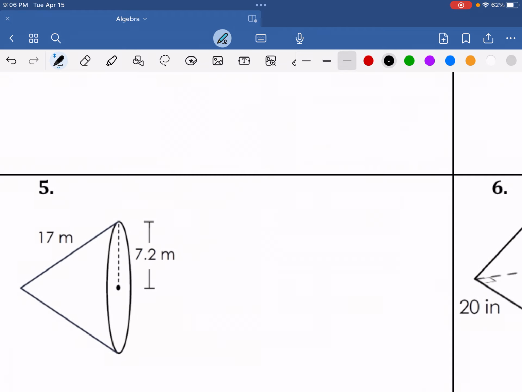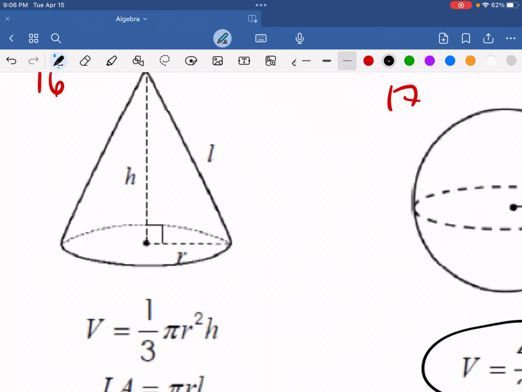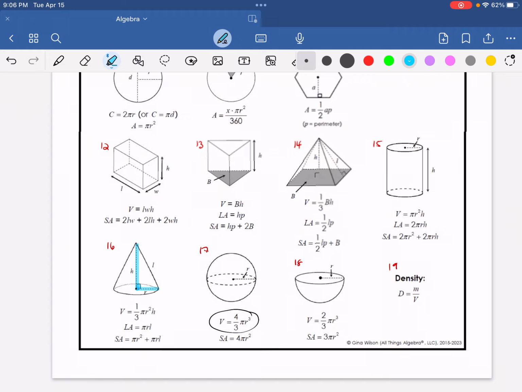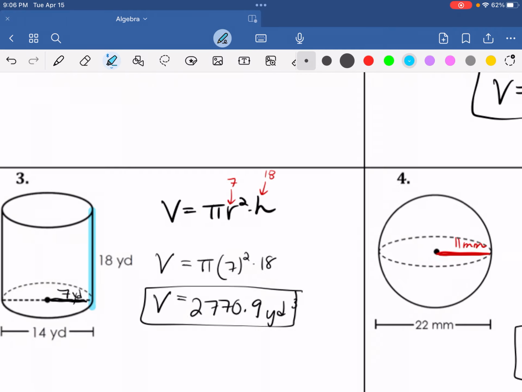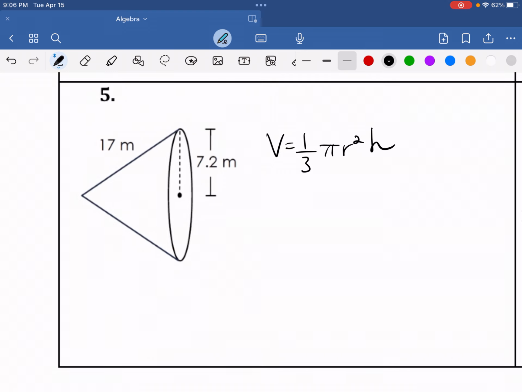A cone. Okay, if we look at the formula sheet for a cone, that would be 1/3 pi r squared times the height. Notice how the radius and the height make a 90. So those are r and height. Volume is 1/3 pi r squared times height. Alright, so this is the radius, 7.2, but the height we do not have. The height would be the one that connects to the radius and makes a 90.